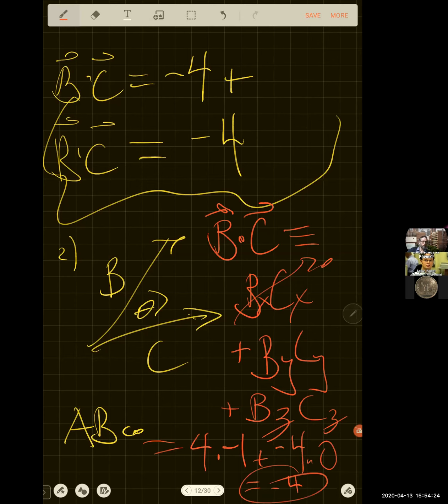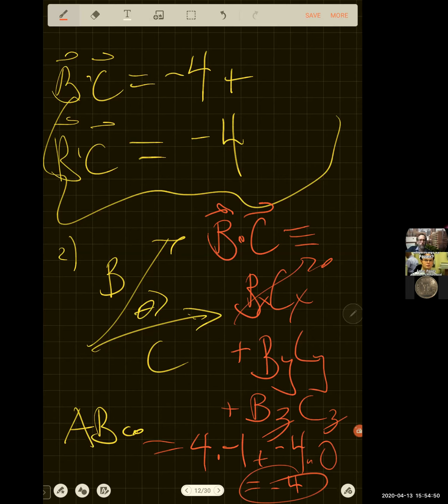Do people see that the answer to the first one is -4? Are people okay with that? So it's basically two different ways of talking about vectors, two different ways of getting the same answer to the same thing, but you have to know both because both situations come up.